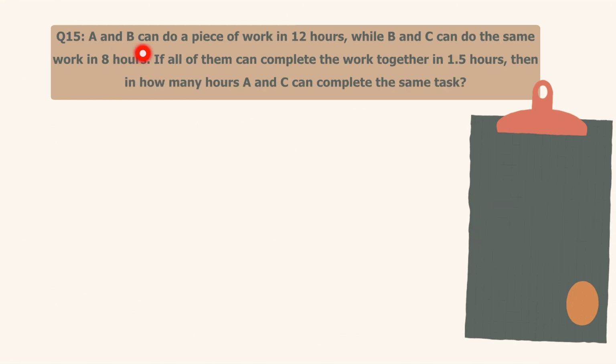A and B can do a piece of work in 12 hours, while B and C can do the same work in 8 hours. If all of them can complete the work together in 1.5 hours, then in how many hours can A and C complete the same task? Okay, I think this is a little more difficult question. It's not that difficult once you understand the concept. Still, please try. Pause the video and try. You already know how to do it. You have the fundamentals with you. Whatever we have learned, use it and you should be able to answer it. Please try.